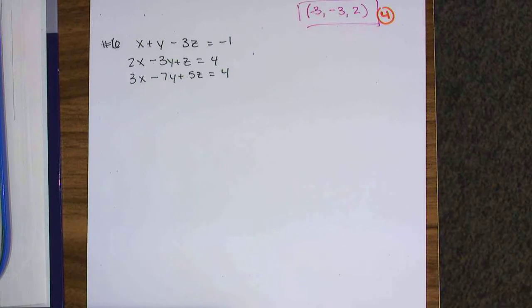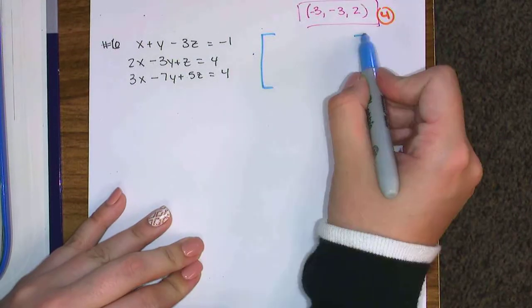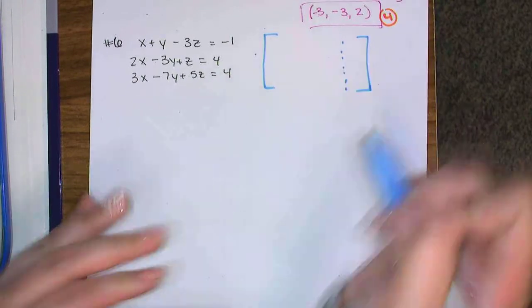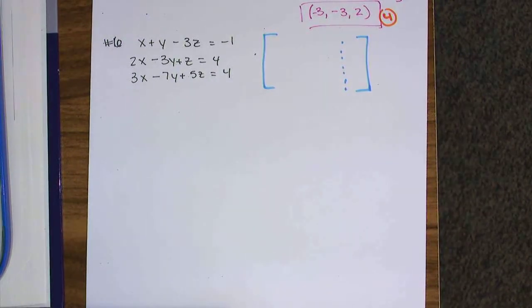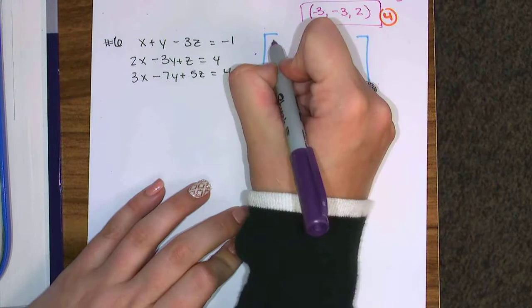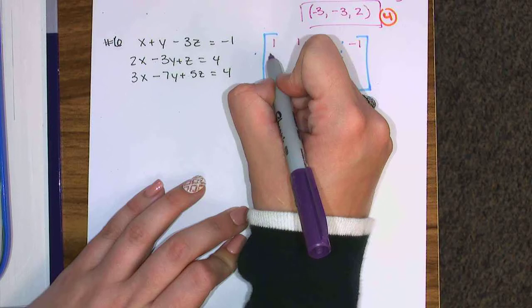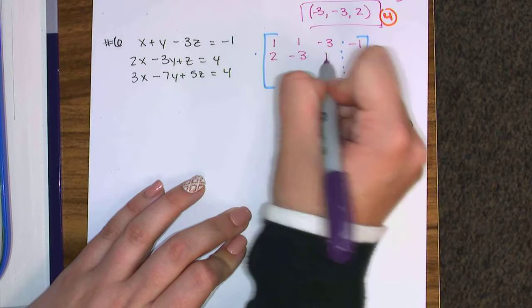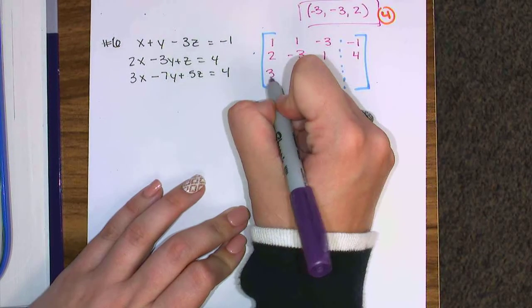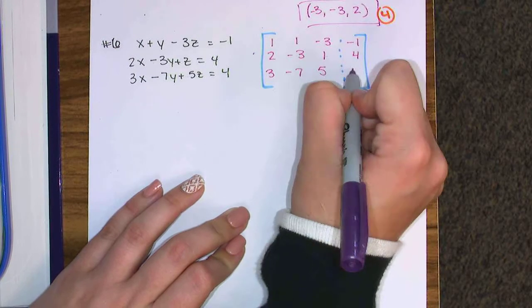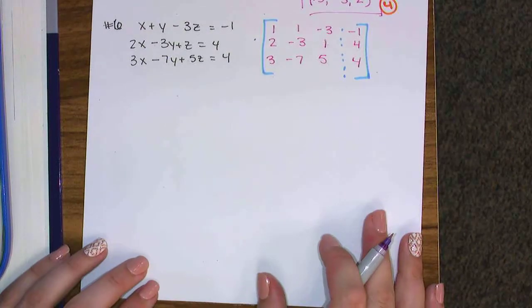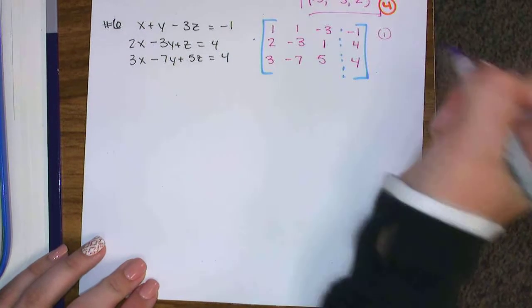Alright, so the first thing I do is I'm going to rewrite it as a matrix. I'm not missing anything, so I'm just going to read the numbers straight across and pay attention to the fact that I do read the signs with them. So it's going to be 1, 1, -3, -1, 2, -3, 1, 4, and 3, -7, 5, 4. Okay, so that's part 1.